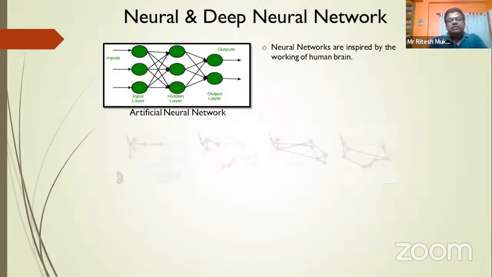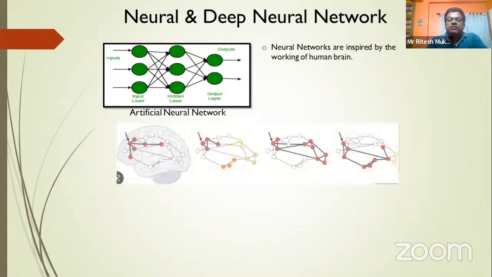One slide for it. Neural networks are inspired by the working of the human brain, as I already told you. So the inputs are there. The first layer is the input layer, and the input layer is processing the inputs. What kind of processing can it do? For example, whenever one image is coming from the camera or something, in that case it may do some sort of cropping or some sort of normalization. So that is the activity of the input layer.